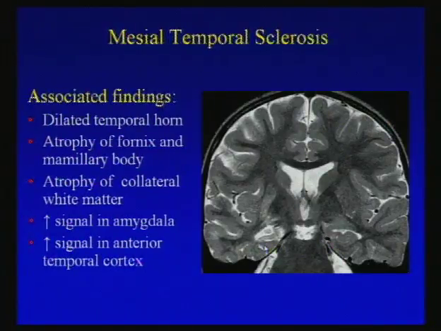We can see increased signal in the amygdala or increased signal anywhere in the temporal lobe because there are many interconnections between the hippocampus and the adjacent temporal cortex.